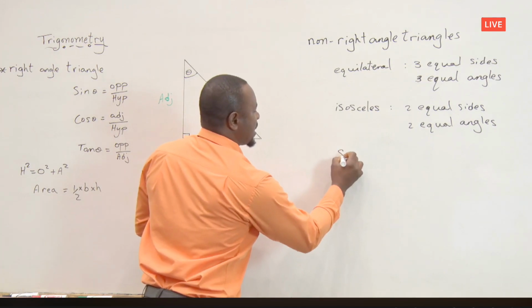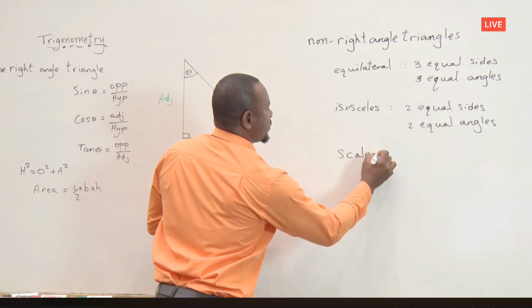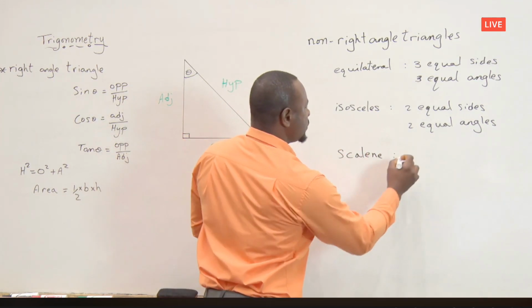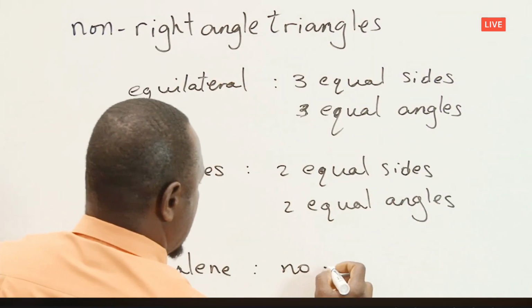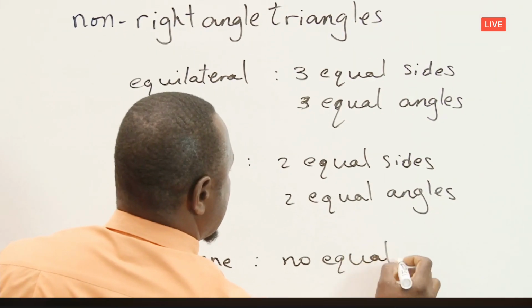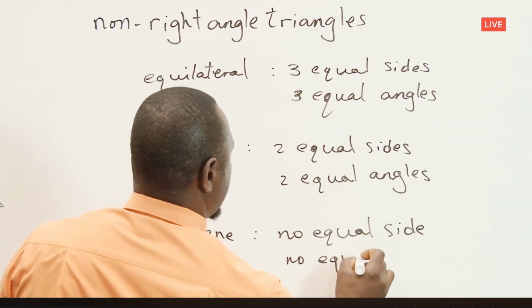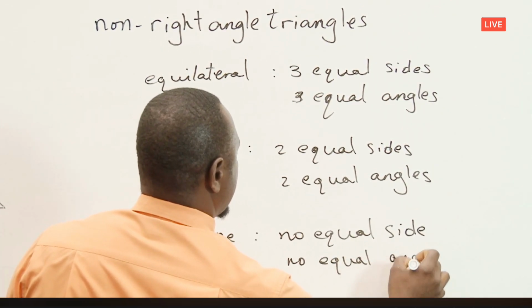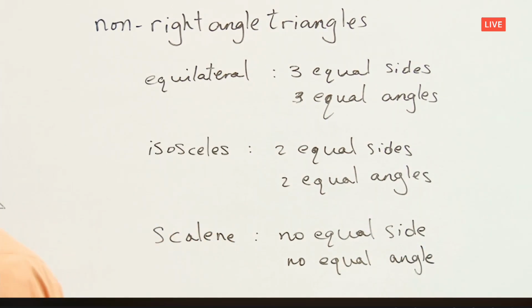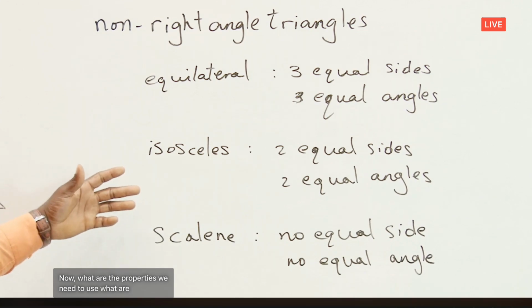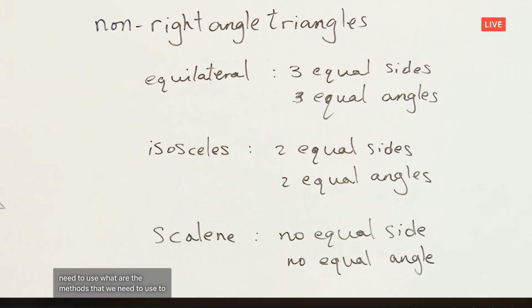And then the third type we said is the scalene triangle. Okay? And we have no equal side, no equal angle. Okay? Now what are the properties we need to use? What are the methods that we need to use to solve non-right angle triangles?